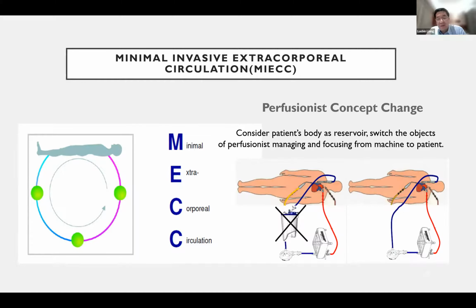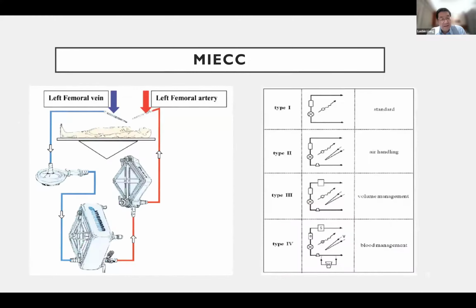So I just gave a bit of background information about this MiECC system. A MiECC system usually takes out the venous reservoir. They use the patient's body as a reservoir to control the volume. So the circuit is easy. You can drain the patient to a centrifugal pump, then the pump to an oxygenator, and then back to the patient. Based on a different arrangement or setup, either involving the reservoir or not, there are different types, type 1 to 4, of MiECC system.